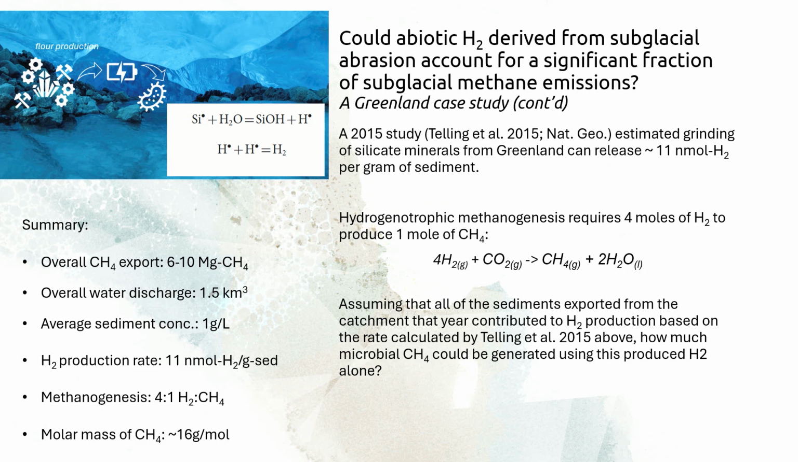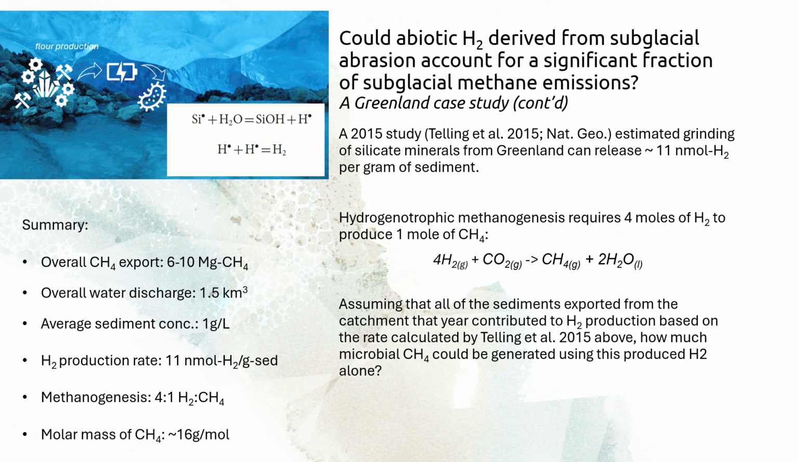If we then look at one of the metabolisms that can produce methane, this time using inorganic products. I don't know if you remember, methane can be produced in different ways: using organic carbon, but also using carbon dioxide and hydrogen gas, like in this example here. So you know that methane is generated in a 4-to-1 ratio with hydrogen. You need 4 moles of hydrogen to generate 1 mole of methane.